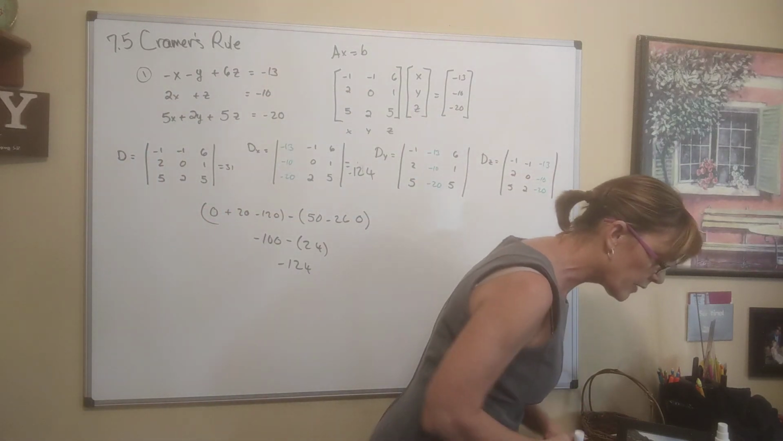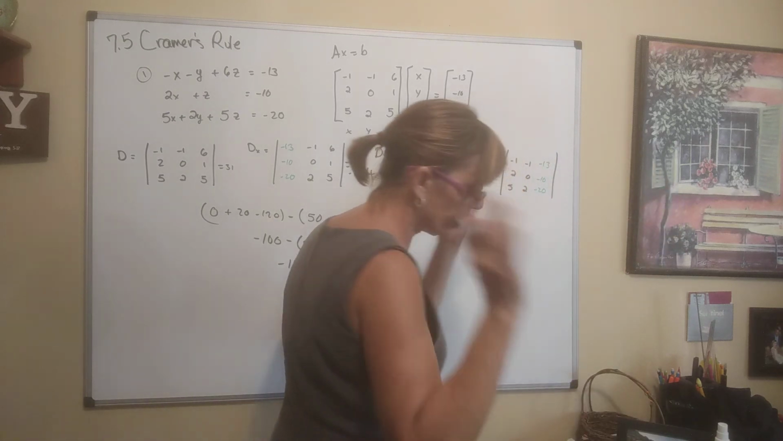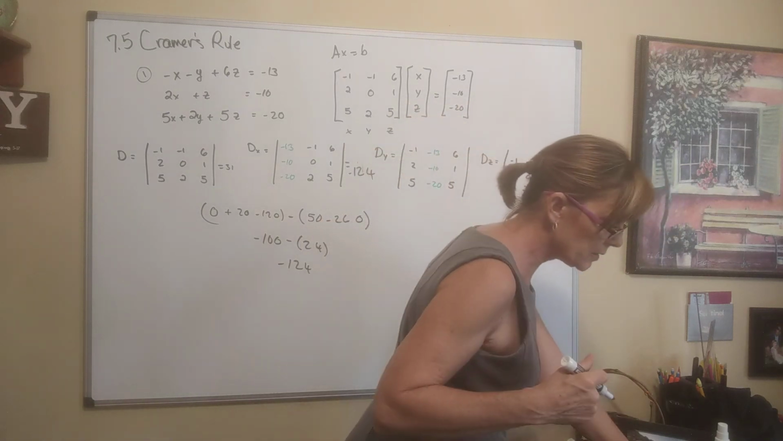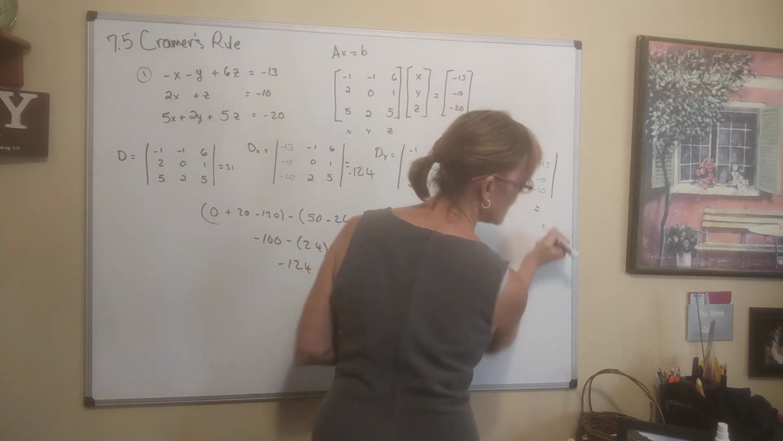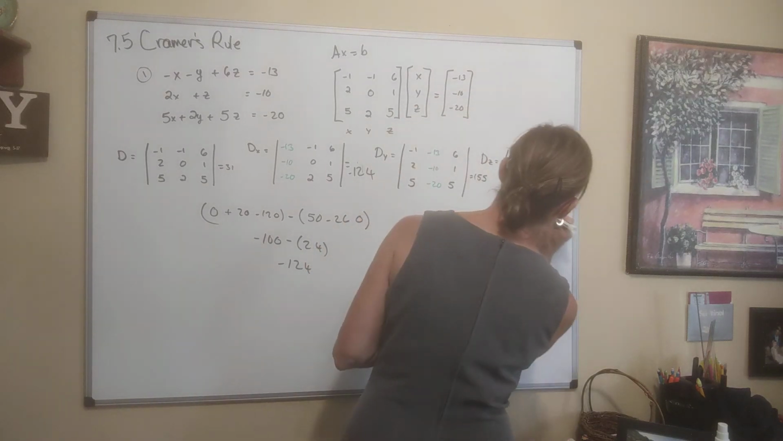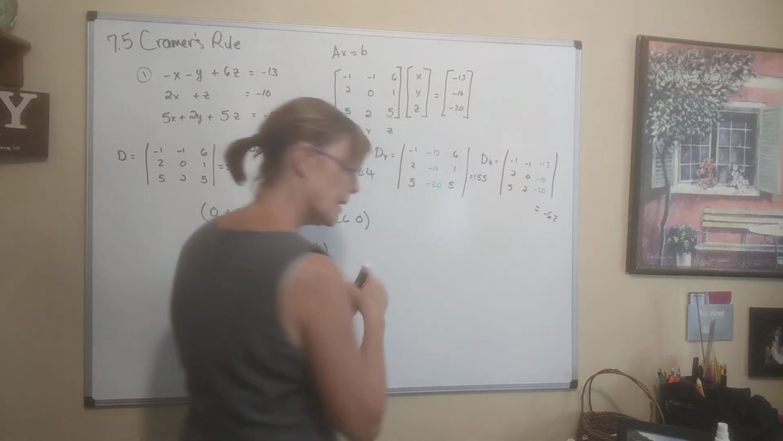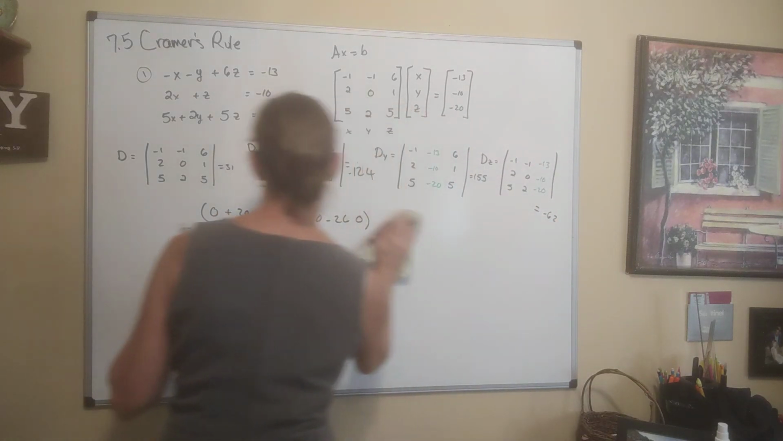Then let me just tell you what the other ones should be. D sub y, if you plug that in or did it some way, you should get 155. D sub z, the determinant of this matrix, is -62. All right, so that's beautiful. We have all our determinants.